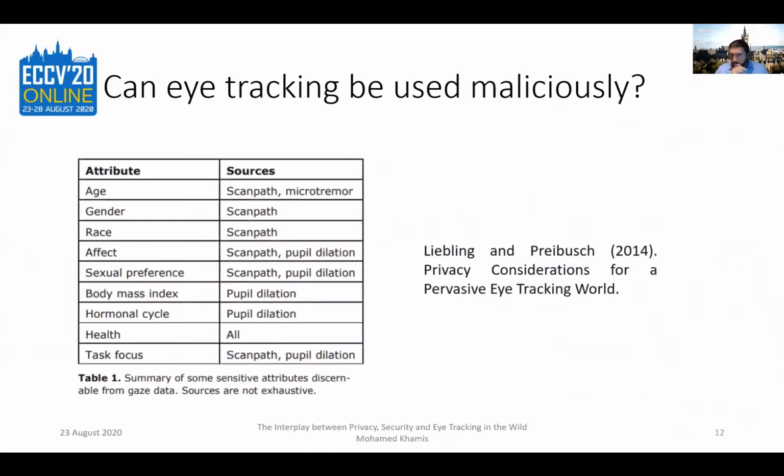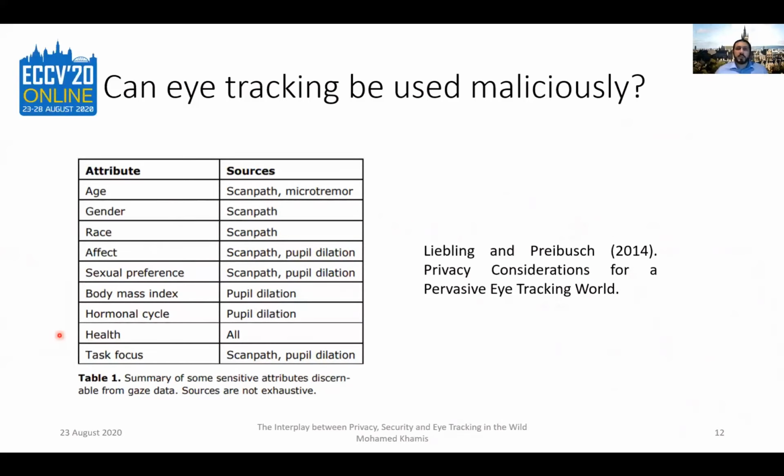So actually, there was a paper from Liebling and Preibusch, I hope I'm pronouncing their names correctly. It was from 2014 called Privacy Considerations for Pervasive Eye Tracking. And they list a number of things that could be detected from eye movements. And some of them are really personal information. So some things are age, gender, you might not want to share them with the developer of a mobile app that uses eye tracking, but it seems that you could infer that from eye tracking data. You can even infer things like the affect and sexual preferences and hormonal cycles, which are really private things, and health even, like health issues.